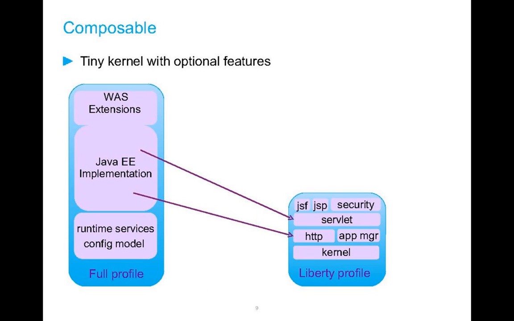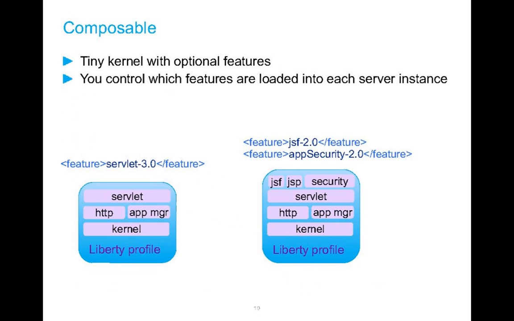Basically, you see servlet, JSF, JSP, security. You can configure the features that comprise the server, and only the features that you configure will be loaded. So this is a composable server. This slide reiterates what I said: you control which features are loaded into each server instance. You can see a configuration of Servlet 3.0 in one case, and in the other case a configuration of JSF and app security. Only the features that you configure are loaded.